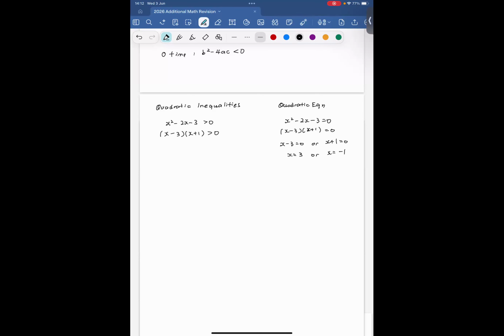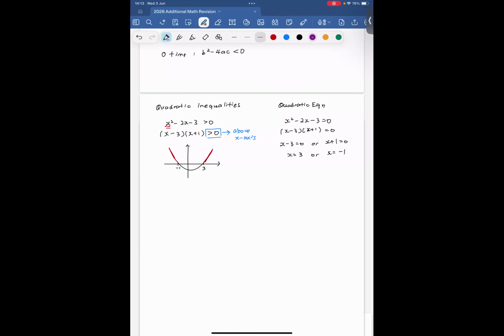After you factorize, you have to draw your graph. So it cuts at -1 and 3, and it's a smiling face. Always make your x squared positive before you factorize. Okay, then you want this to be positive. So this positive basically means above the x-axis. If it's negative, it means below the x-axis. So which part of the graph is above the x-axis? This part and this part.